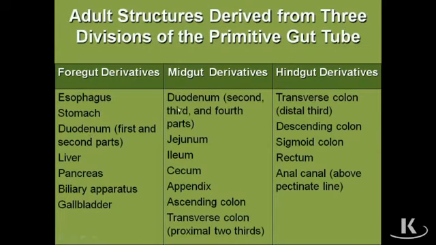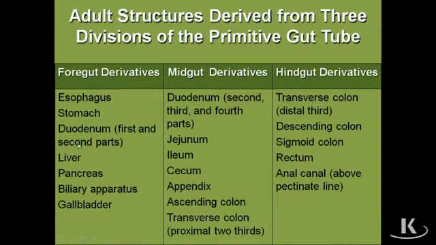From the midgut, we get part of the duodenum, second, third, and fourth parts, and then the jejunum, ileum, cecum, and appendix, the ascending colon, and part of the transverse colon. And then from the hindgut, we get the remainder of the transverse colon, the descending colon, sigmoid colon, rectum, and the anal canal.